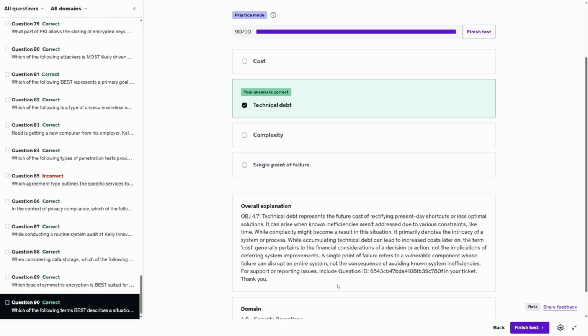While complexity might become a result in this situation, it primarily denotes the intricacy of a system or process. While accumulating technical debt can lead to increased costs later on, the term cost generally pertains to the financial considerations of a decision or action, not the implications of deferring system improvements. A single point of failure refers to a vulnerable component whose failure can disrupt the entire system, not the consequence of avoiding known system inefficiencies.